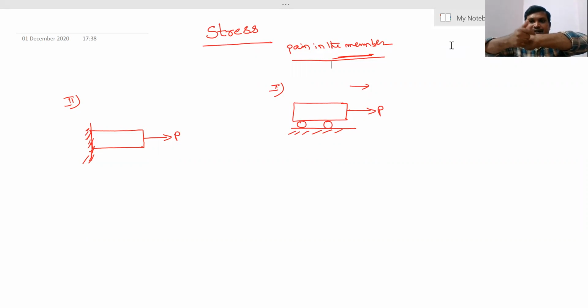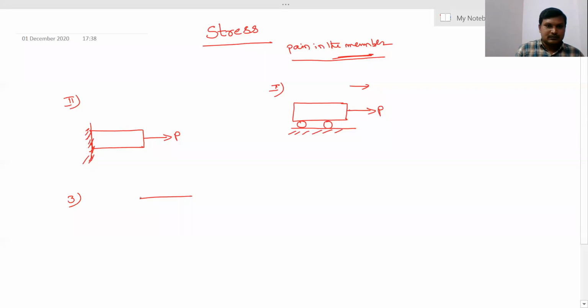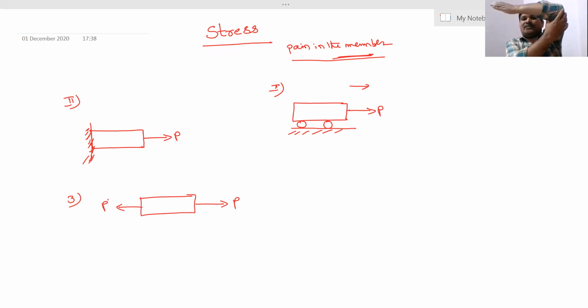There is an internal resistance force generated in this wrist. Because of withstanding this load, there will be some resistance generated to withstand this external force. So whenever the resistance force is generated, then we call it stress. So now I'm taking another case. I'm taking a member, and I'm applying an equal force in both directions. So I'm applying the force on the right side as well as the left side.